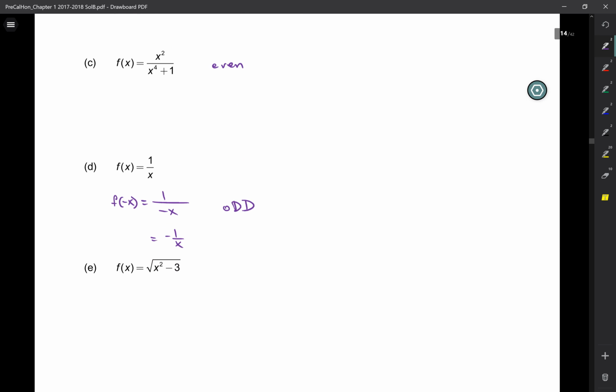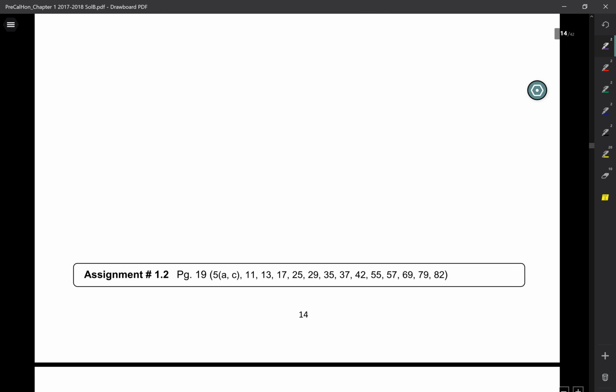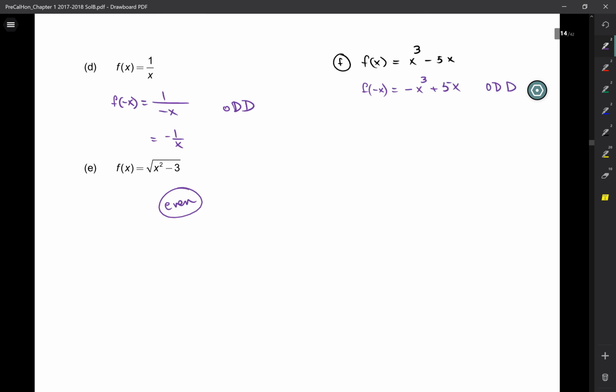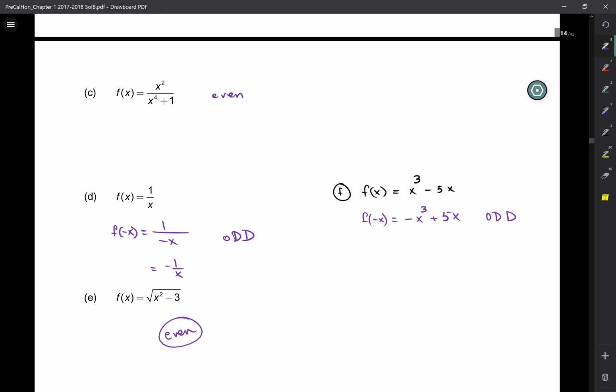Let me add another one here. Okay, let me add an f here. F of x is equal to x cubed minus 5x. What's f of negative x? Negative x cubed plus 5x. Did every single term change sign? It's odd. What's this next one? Even. All right, so with that, you can do that homework, plus the ones from yesterday for tomorrow, for Monday.